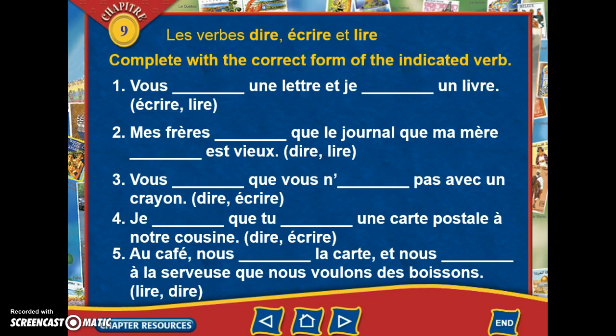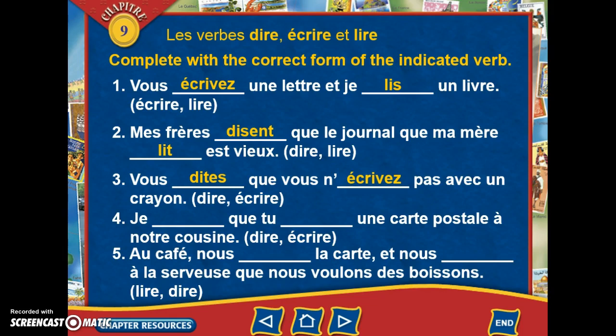So here are the different forms as they would go into this exercise. Vous écrivez, we have the easy ending, et je lis un livre. Mes frères disent que le journal que ma mère lit est vieux, okay, that my mother is reading. Vous dites que vous n'écrivez pas avec un crayon. So you say that you don't write with a pencil.